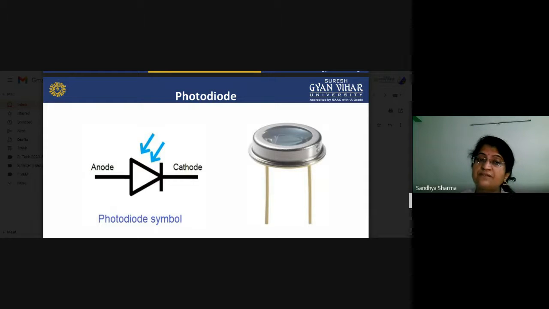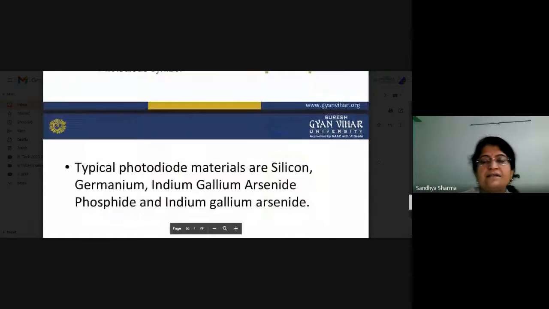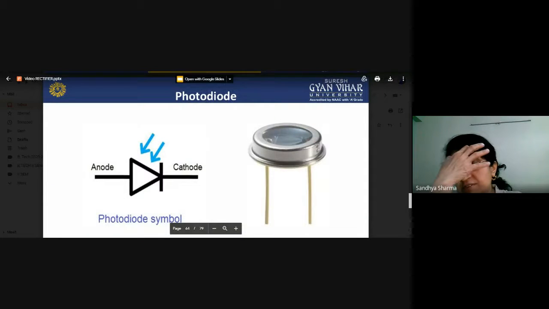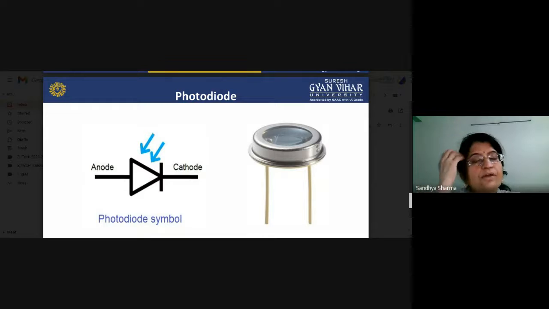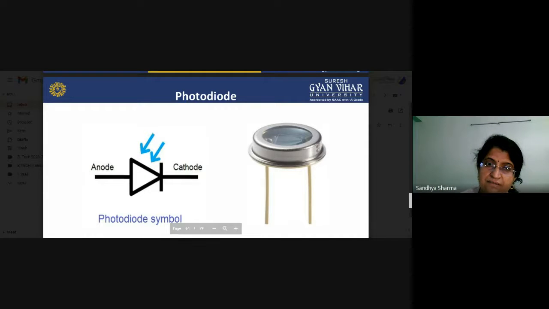What is the difference when we look at the symbol of our LED? The directions of the two arrows are different. In the LED symbol, the two arrows point away from the diode, and in the photodiode they point towards the diode, because when light is incident on the photodiode, it will absorb that energy and convert it into an electrical signal. So this is the basic working. The symbols of the photodiode and LED are just opposite to each other.